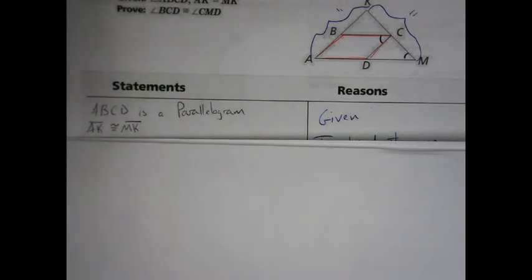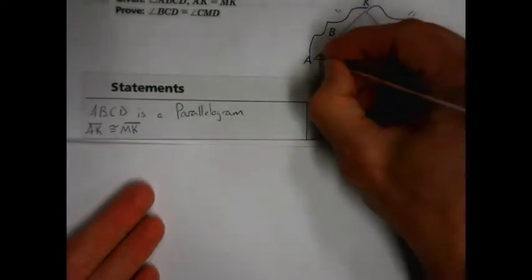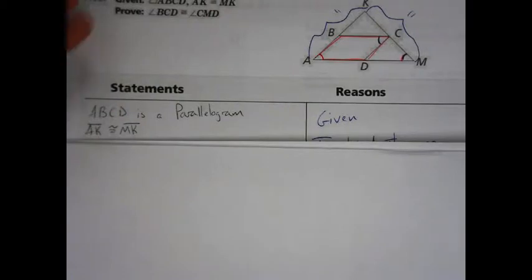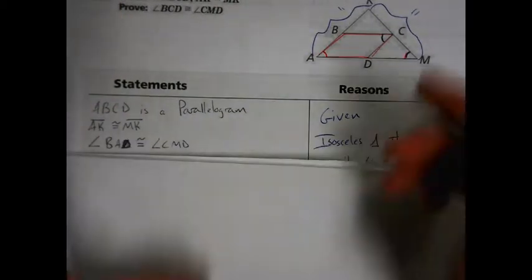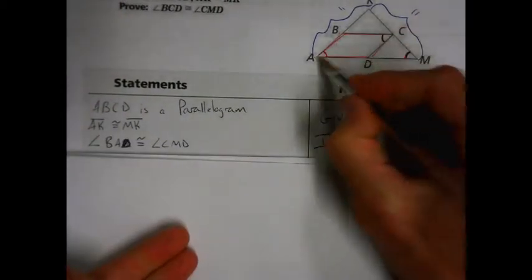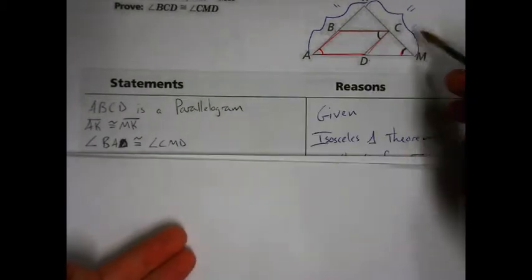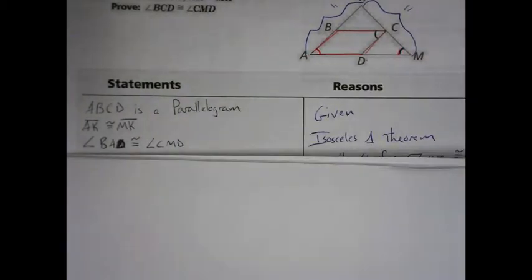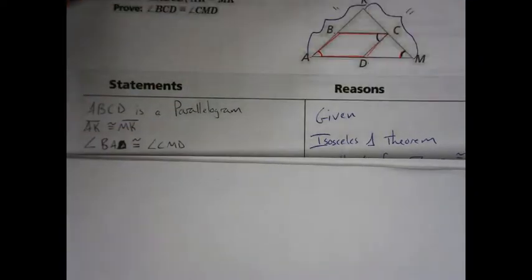Isosceles. With that line of thinking, if these two sides are congruent, then we know that this angle is congruent to this angle because of the isosceles triangle theorem. So angle BAD is congruent to angle CMD because of the isosceles triangle theorem. If the sides are congruent, then the base angles are congruent. So we have those two angles congruent.